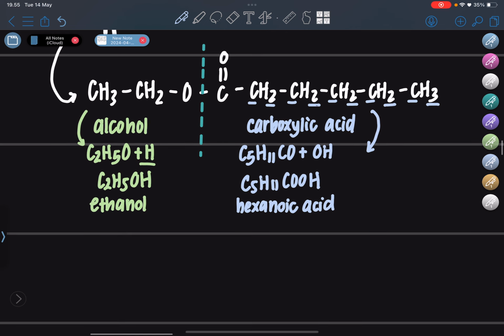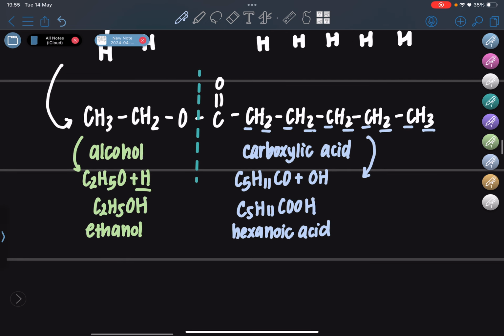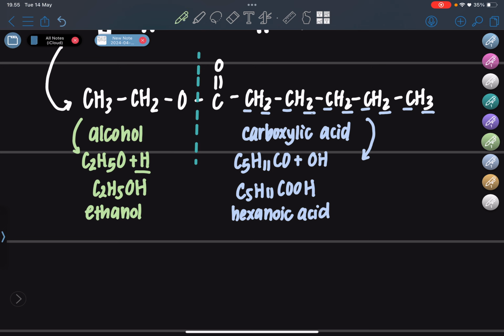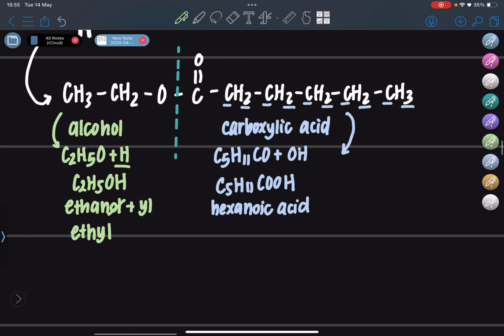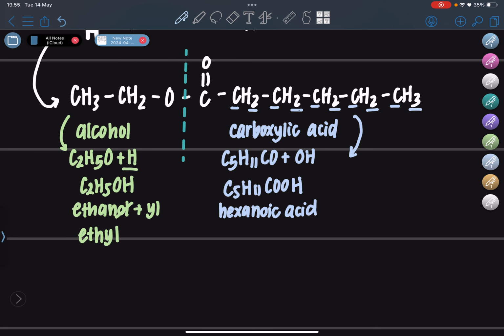Once we figured out the names of both the alcohol and the carboxylic acid, we then change the name. For the alcohol side, we always add a YL, so it will be ethyl, and then we cancel the OL over here. And for the hexanoic acid, we add an OATE, cancel the acid, and then cancel the OIC over here, so it would be hexanoate.